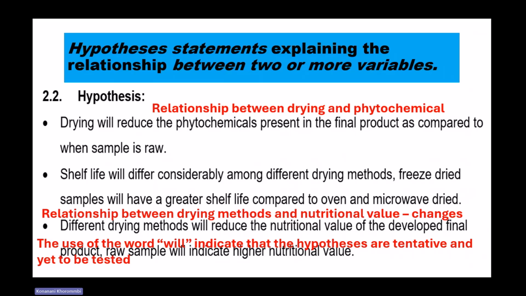And I think we have used this slide in the past, and I'm going to read the first hypothesis, which says: drying will reduce the phytochemical present in the final product as compared to when the sample is raw. The researcher here collected the leaves that she is going to test in laboratory experiments. She wants to dry the leaves of a specific plant. When those leaves are dry, she's saying the drying method is going to have an impact on the nutritional values contained in the plant leaves as opposed to the original leaves.